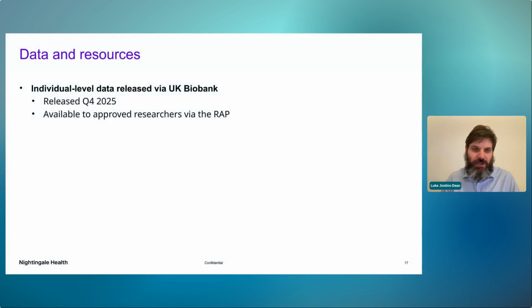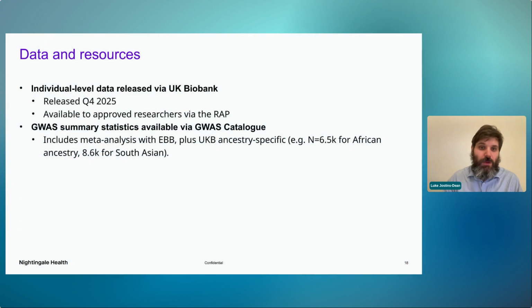So what data are we putting out? There's the actual individual level data that's being released by UK Biobank via the RAP, which Laura's going to talk about in a moment. We have GWAS summary statistics from the collaboration with the University of Tartu that I just mentioned. So that includes meta-analysis between UK Biobank and Estonian Biobank, and also includes UK Biobank ancestry-specific analyses. So, 4,500 African ancestry individuals, GWAS for every metabolite, 8,500 for South Asian, some pretty large and well-powered non-European genome-wide association studies here as well.